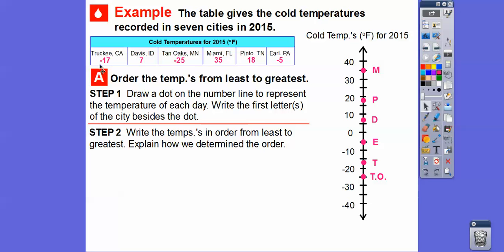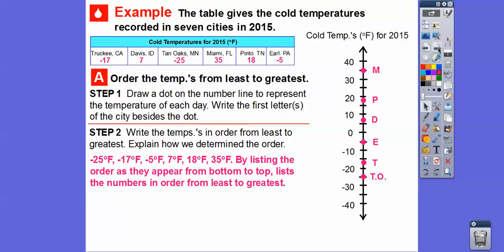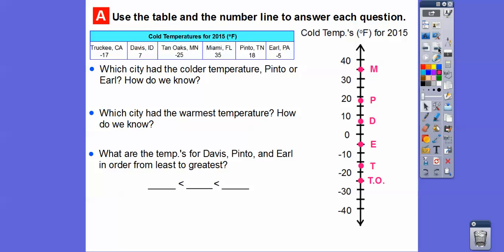So it's hard to see them when they're written like this, you guys. It's much easier to see if we put them on a number line, okay? And this is a vertical number line. So there they are. So by listing the orders as they appear, from the bottom to the top, it tells us which numbers are in order from the least to the greatest, okay? All right, so here we go.